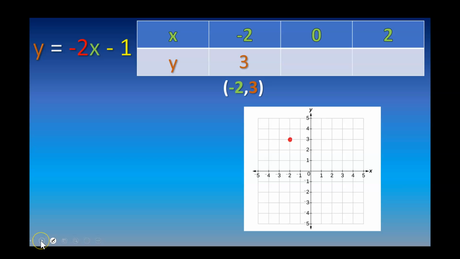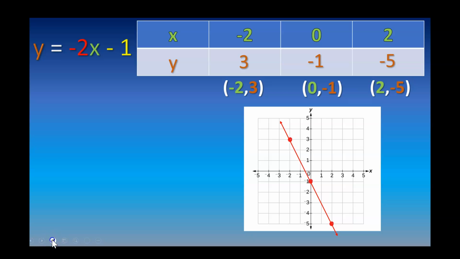What if we replace the x with the value 0? Negative 2 times 0 is 0. Minus 1 gives you negative 1. And that creates the point 0, negative 1, which we can put onto our graph as well. Finally, negative 2 multiplied by positive 2 is negative 4. Minus 1 would give you negative 5. So our third point is 2, negative 5. Again, these form a perfectly straight line.